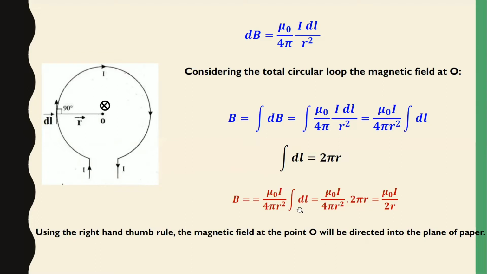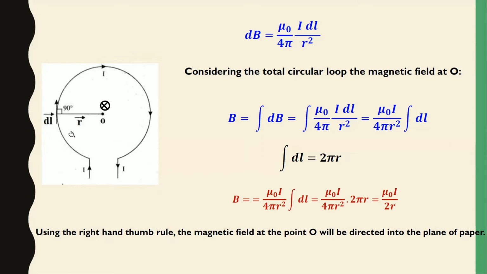So we have mu0 I by 4 pi r square, integration over dl, and just putting the value of dl, it is 2 pi r. We have B is mu0 I by 2r. And we can see the value of magnetic field B at the center is mu0 I by 2r, and the direction can be easily obtained by using the right hand thumb rule.